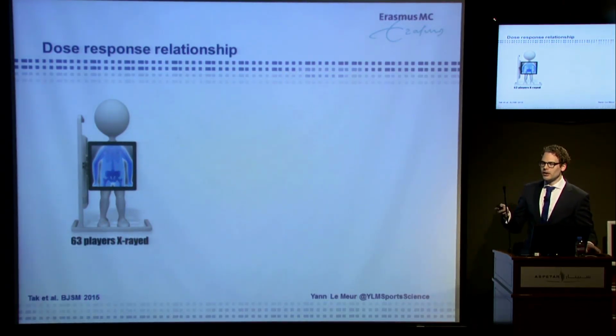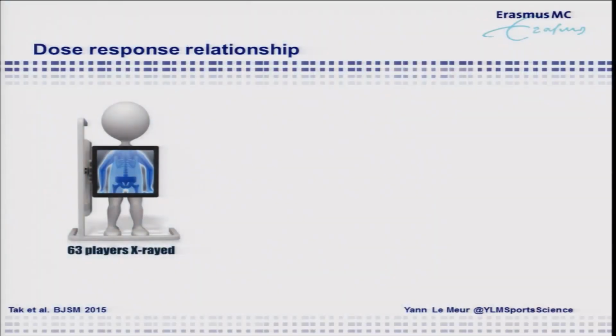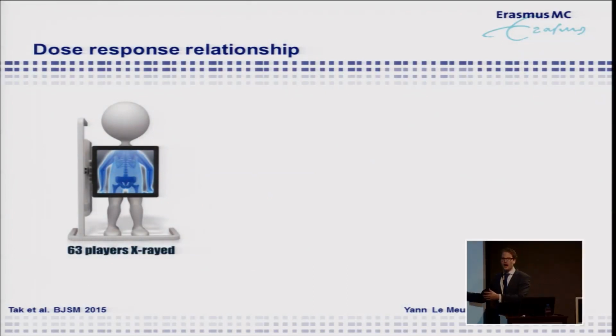And we retrospectively asked them at what age they started to play football and at what age they started to play football at a high intensity. So all those 63 soccer players started to play soccer very early, but only around 2 or 3 times a week. And at different ages during adolescence, they started to play for professional teams and they started to play more than 3 times a week.